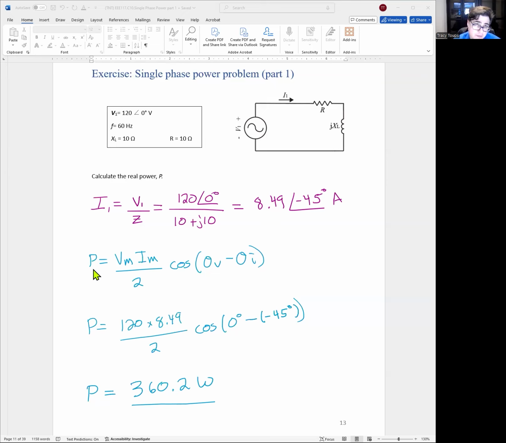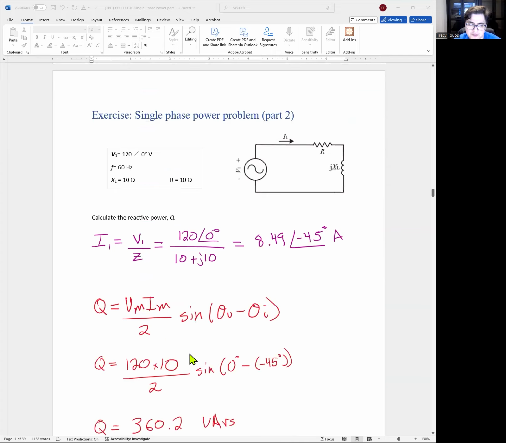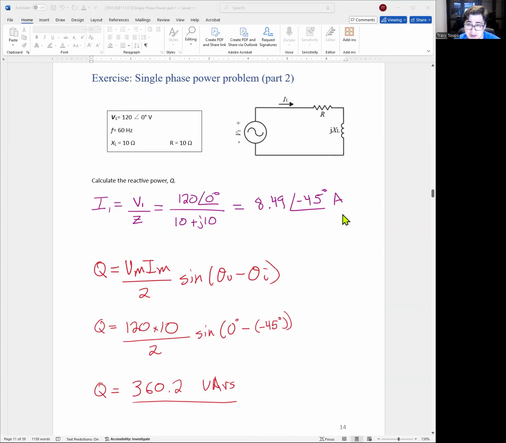So let's figure out power. Real power P is Vm times Im divided by 2, times cosine of the angle difference between voltage and current. Number crunch: 120 times 8.49 divided by 2, times cosine of 0 degrees minus -45 degrees. So with the double negatives, you will get a total of 360.2 watts. Okay. Let's do the same thing for reactive power. The current is still the same because it's a series circuit, so it's the same current going through both. That doesn't change.